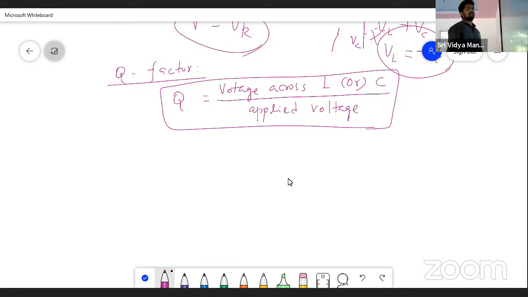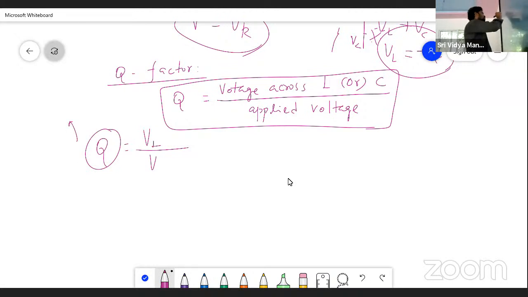At resonance, what happened? Well, the quality factor definition. I want the equation of quality factor. Voltage across L divided by applied voltage V. V is equal to Vm sin omega t. The circuit must be at resonance. Quality factor is nothing but a measure of good resonance. Q is equal to voltage across L or C divided by applied voltage.